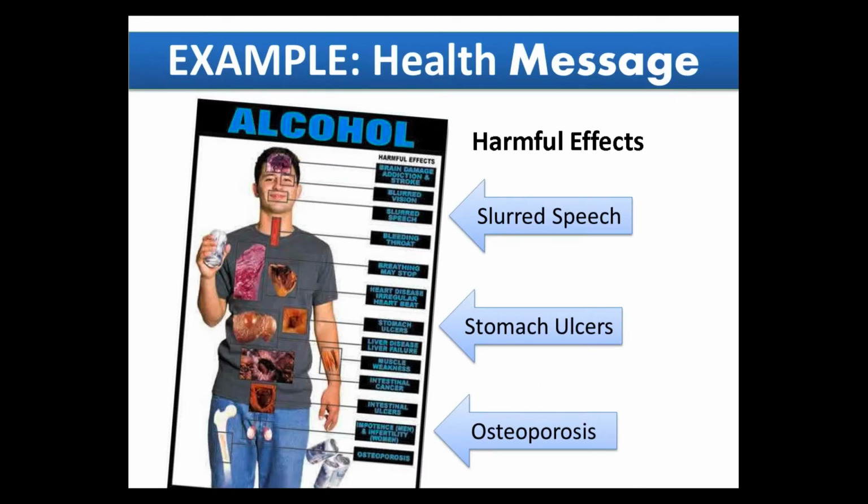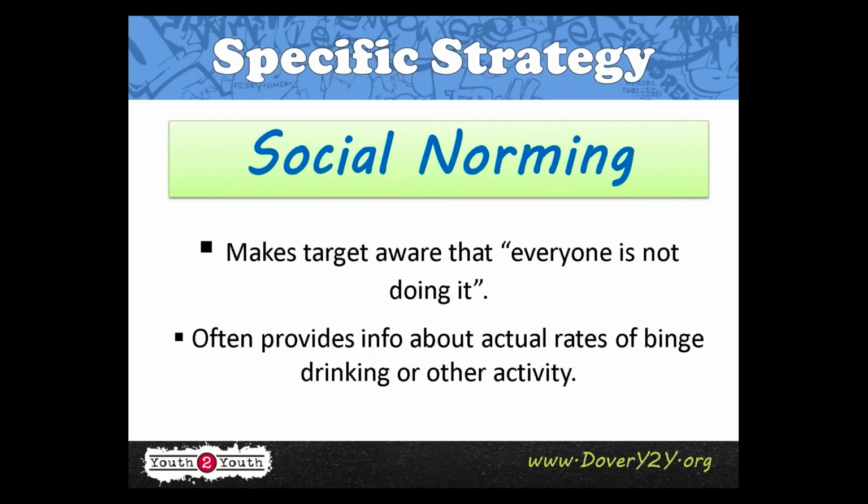And right here we have another example. It's a poster about alcohol, and it has a bunch of harmful side effects if you do consume alcohol too much, like slurred speech, stomach ulcers, and osteoporosis. And if you look at this poster, you would think, I don't want all these things, so I'm not going to drink alcohol. And as we know, health message can work in some instances, and long-range health effects-based messages for teens may be somewhat less effective, but a health message can still be part of a comprehensive campaign combined with other types of strategies.